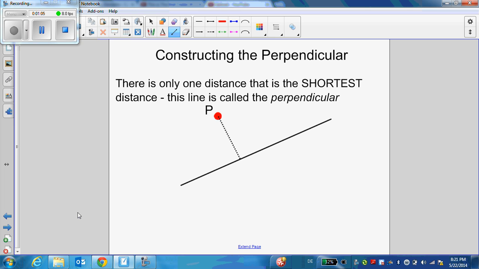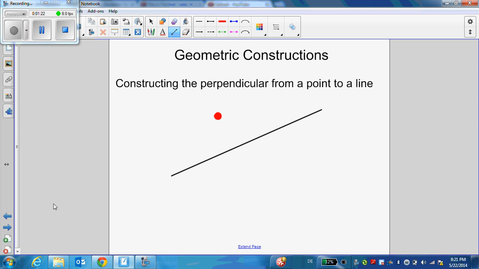You guys should have already heard the word perpendicular, but we're going to review it as if you've never heard of it. So there's only one distance that is the shortest distance, obviously, and we're going to discuss how to make this perpendicular line. So here we go. I'm also looking at page number 45 in your textbook if you want to look along with me. So first thing we need to do is get a compass.